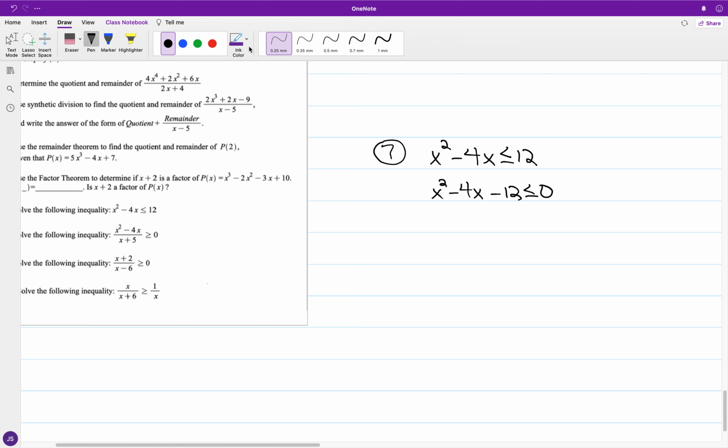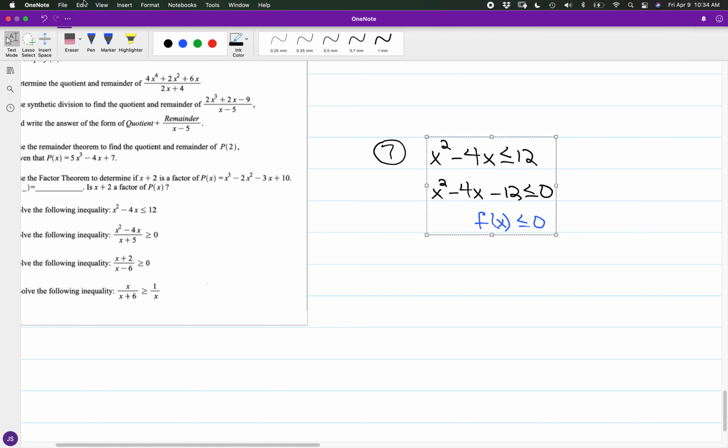So we have a polynomial function, and in the general format, we have f of x is less than or equal to 0. And we're just looking for the zeros of this particular polynomial.